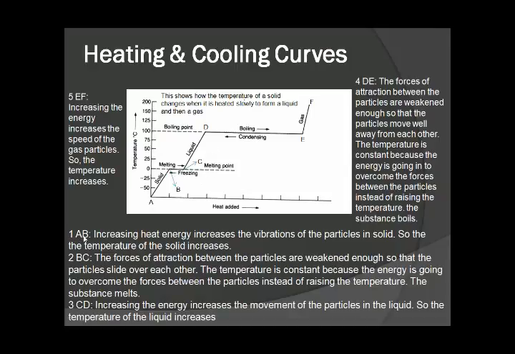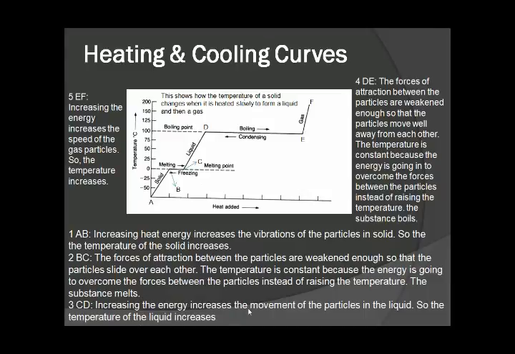So from A to B, increasing heat energy increases the vibrations of the particles in the solid, so the temperature of the solid increases. From B to C, the forces of attraction between the particles are weakened enough so that the particles slide over each other. The temperature is constant because the energy is used to overcome the forces between the particles instead of raising the temperature. The substance melts.